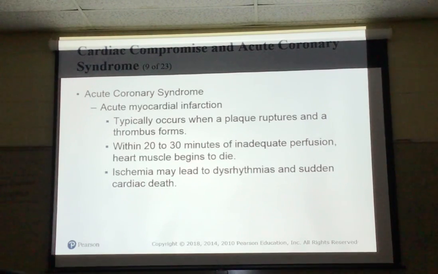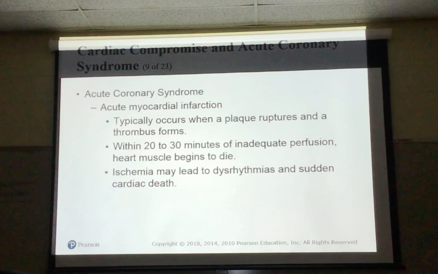A myocardial infarction, or the severe narrowing of or complete obstruction of the coronary arteries, will result in death of myocardial cells if the blockage isn't quickly reversed. Ischemia and myocardial cells can result in potentially lethal dysrhythmias. Rarely, a heart attack can also occur from a spasm of the coronary artery. This can be caused by the use of sympathetic stimulating drugs such as cocaine.